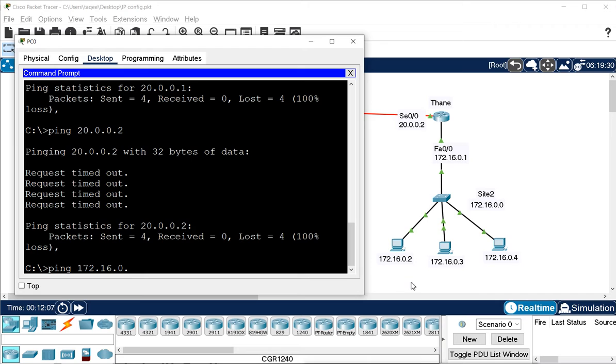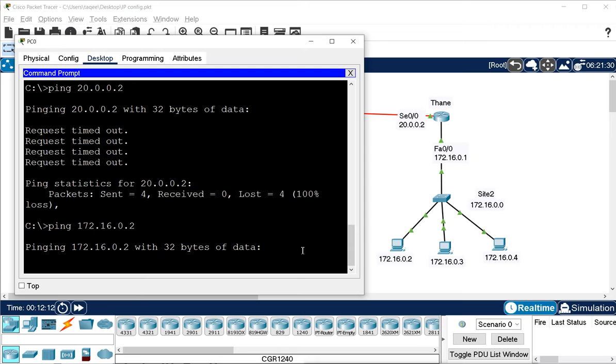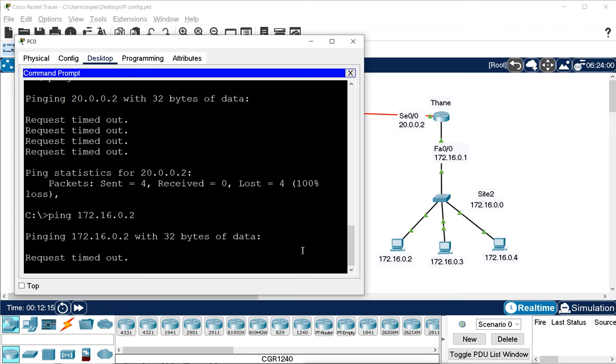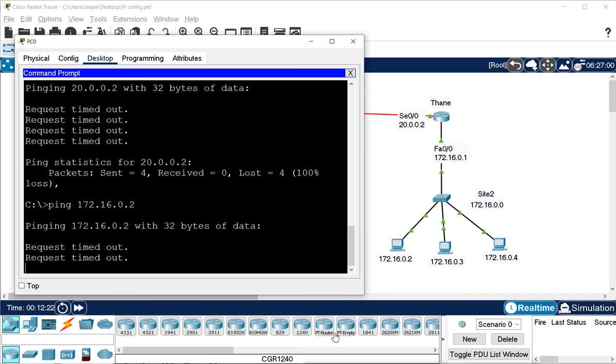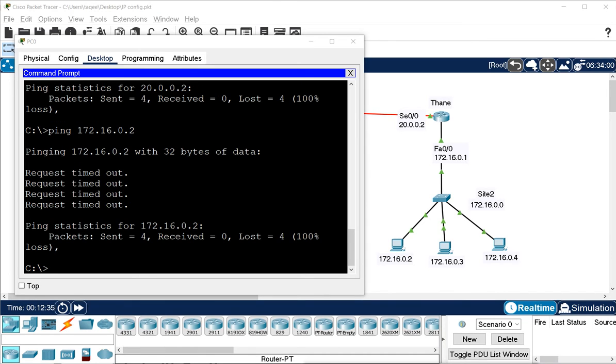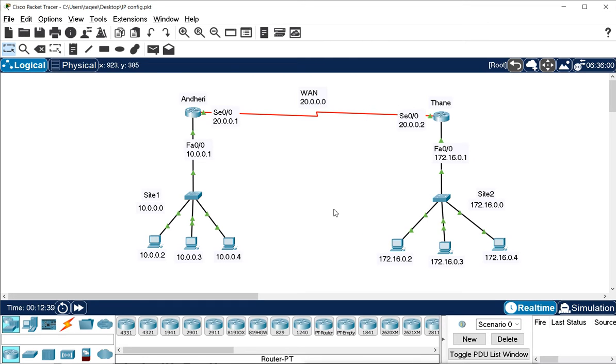So I will try to ping this IP from the site 1, and it is not getting a reply. So it does not get any reply, that means we are not connected. And when you are not getting the ping reply, that means we are not connected. So connecting these two networks is what is called the IP routing.